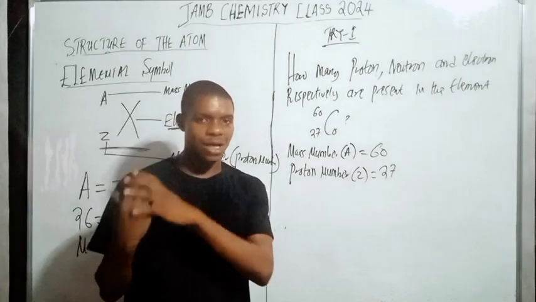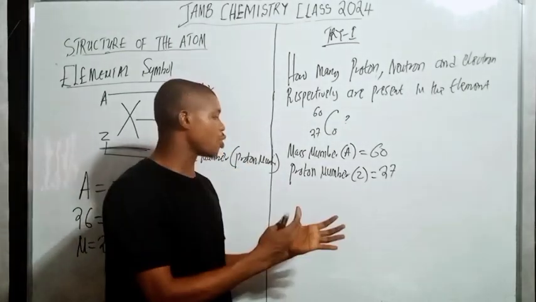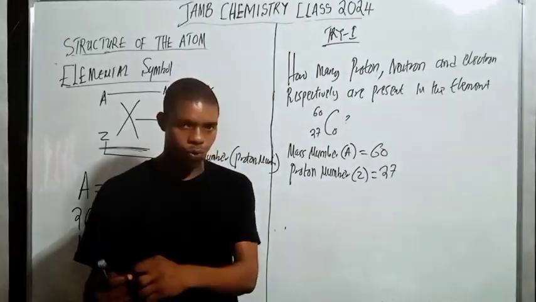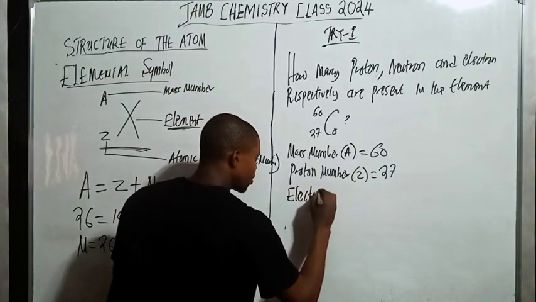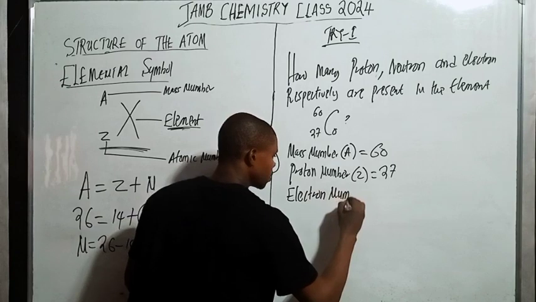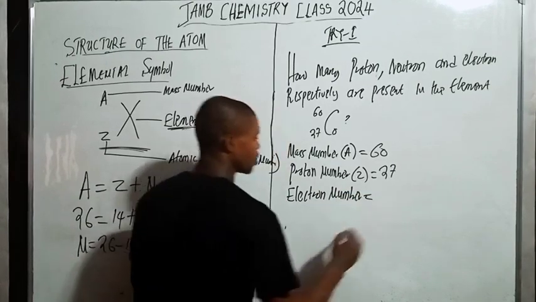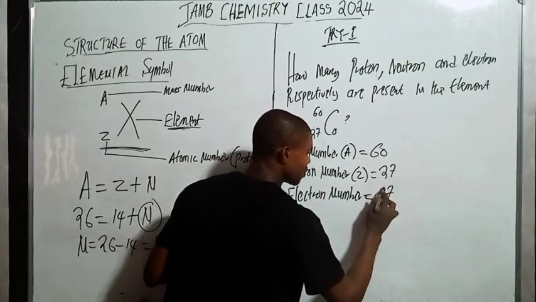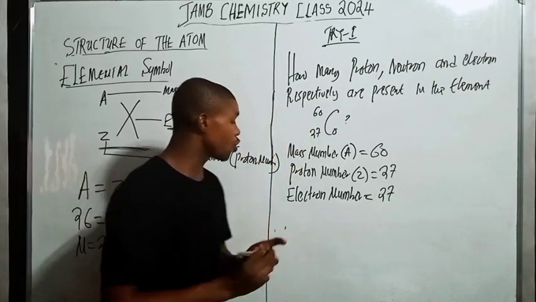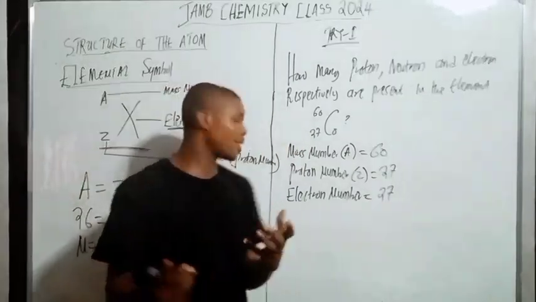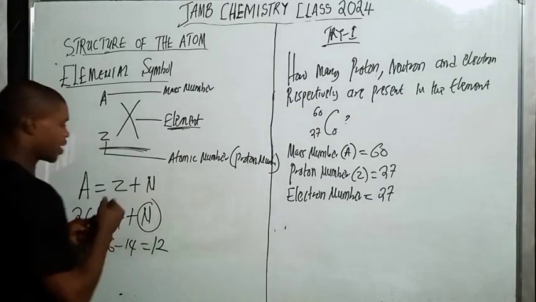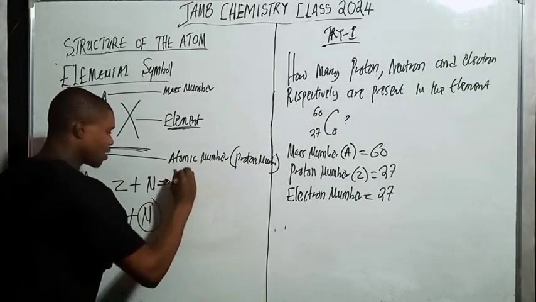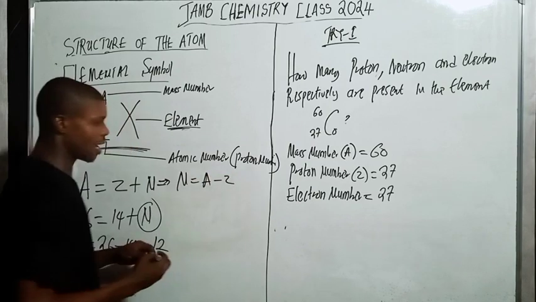Now if I ask you, is it a neutral atom? Of course, it's a neutral atom. And in a neutral atom, proton number and electron number are equal. So here you can see that electron number equals 27. To get my neutron number, remember, if I make neutron number the subject of the formula, N equals A minus Z, right?